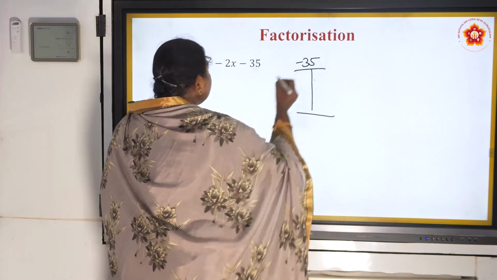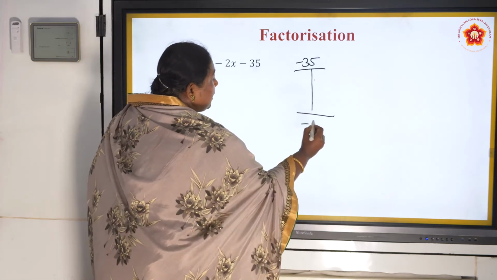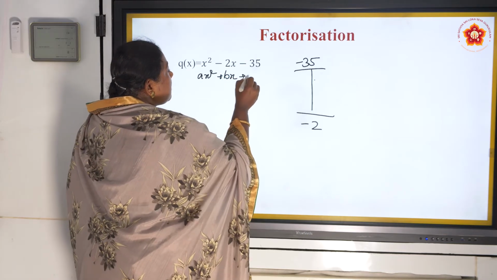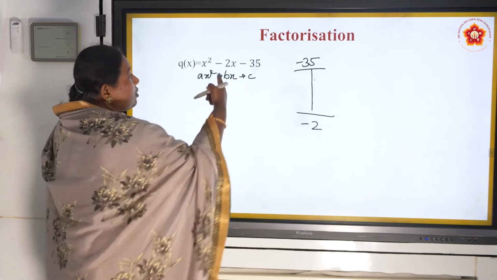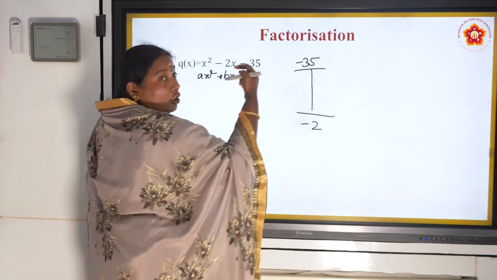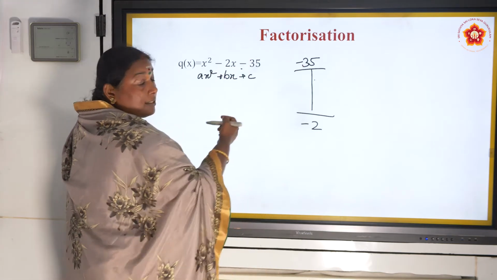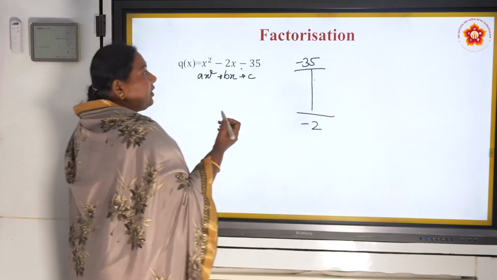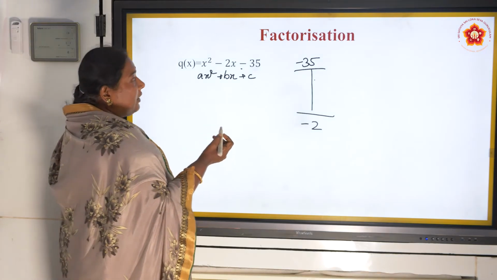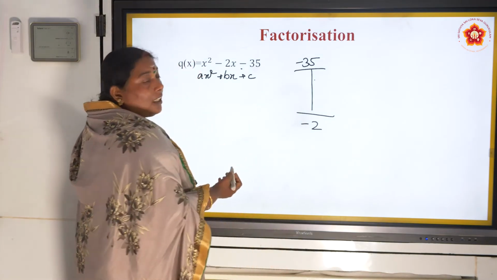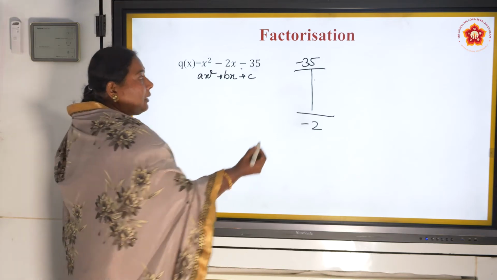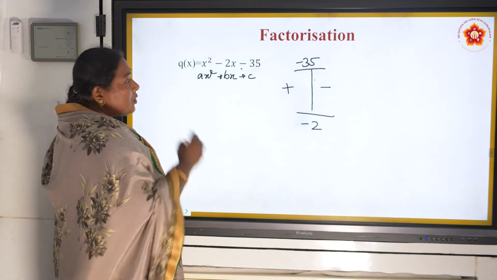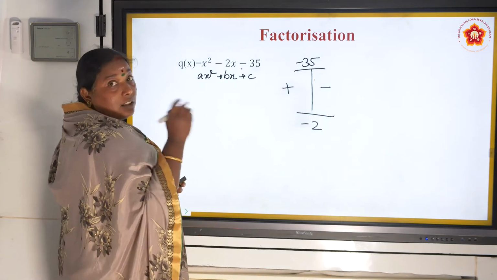Minus 35. Next here minus 2. That means ax square plus bx plus c. The same thing. Here you have to keep the product on the top, and the sum of the zeros at the bottom. So multiplying what into what, you will get 35? 7 5s are 35. I have minus in the answer as a product, so that means something in plus and something in minus. Is it right? So who is plus, 7 or 5? That is also a big question.